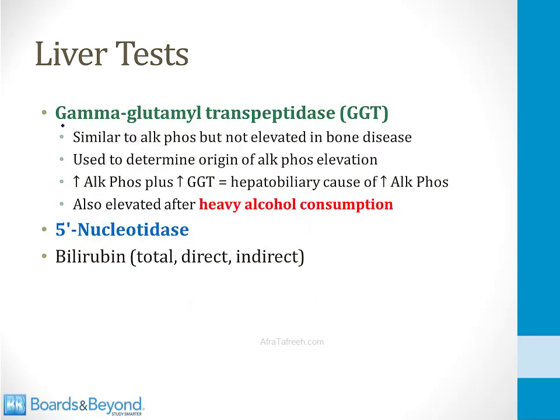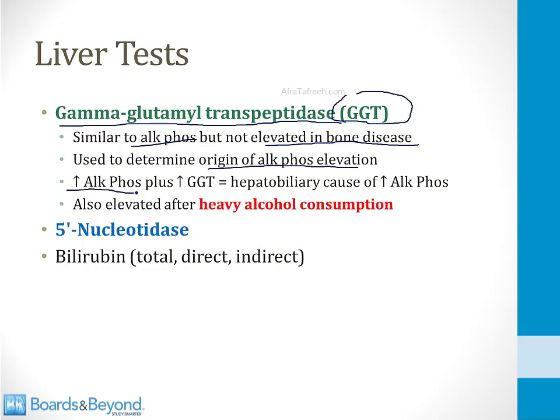If you detect an elevated level of alkaline phosphatase in the serum, but you're not sure whether it's coming from the liver and biliary tree or from the bones, you can sort this out by measuring the serum level of an enzyme called gamma-glutamyl transpeptidase, which most people just call GGT. This enzyme is similar to alkaline phosphatase in that it rises in cholestasis and biliary obstruction, but it does not rise in bone disease. So you can use it to determine the origin of an ALK-Phos elevation. If you have a rise in the alkaline phosphatase level plus a rise in the GGT, that tells you there is a hepatobiliary cause of the increase in ALK-Phos. If you have an increased ALK-Phos but a normal GGT, that tells you the ALK-Phos is coming from bones.